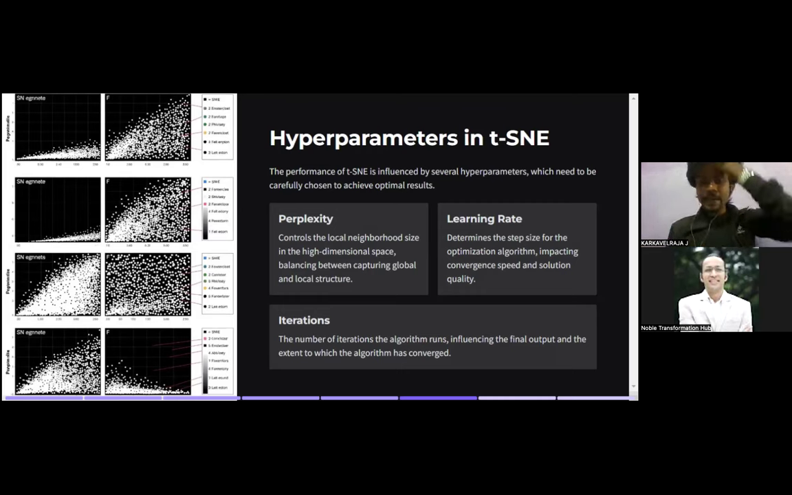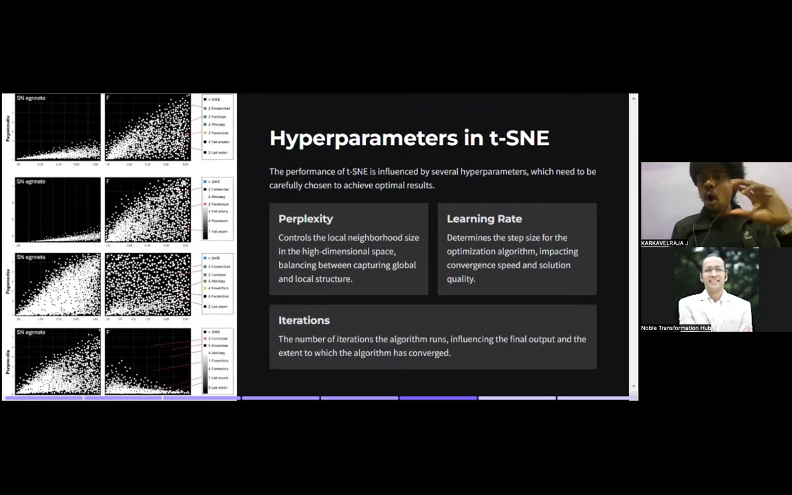Learning rate determines the step size for the optimization algorithm and impacts the convergence speed and solution quality. I will explain this learning rate in a simple manner. You are standing on top of a mountain and you need to come down. If you jump, you will come down, but you will die. If you take small steps, you will come down, but it will take time. So you need to make an optimal step. This is called the learning rate.